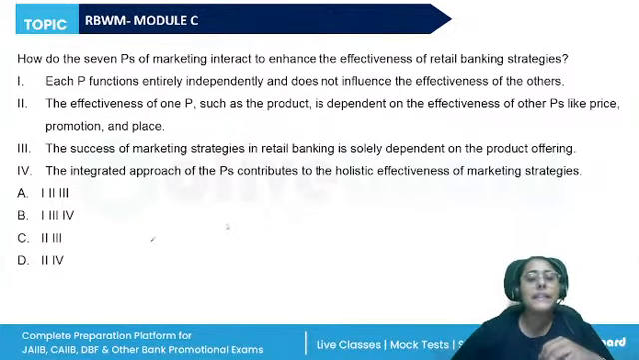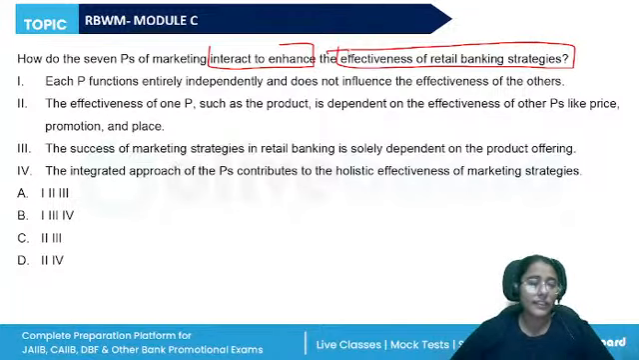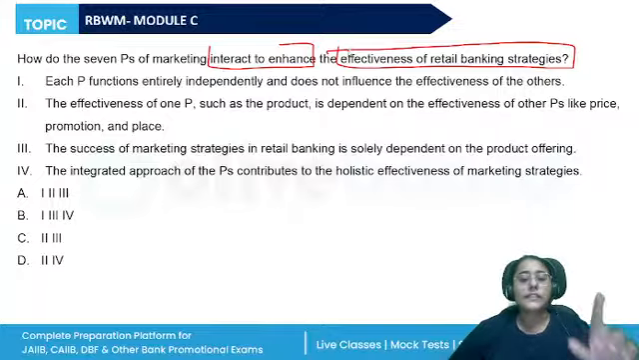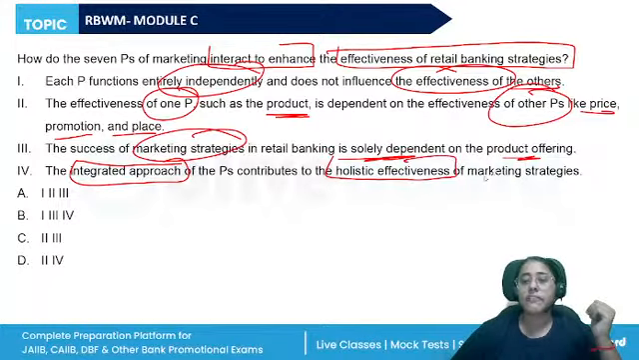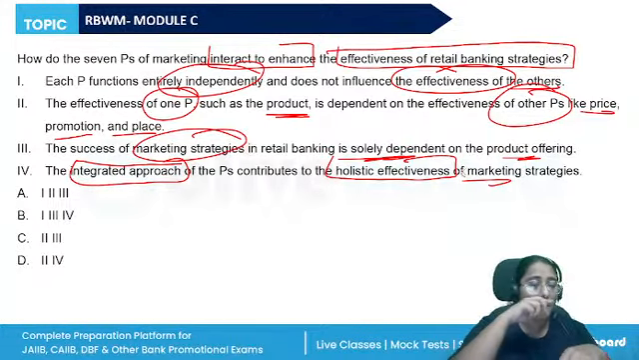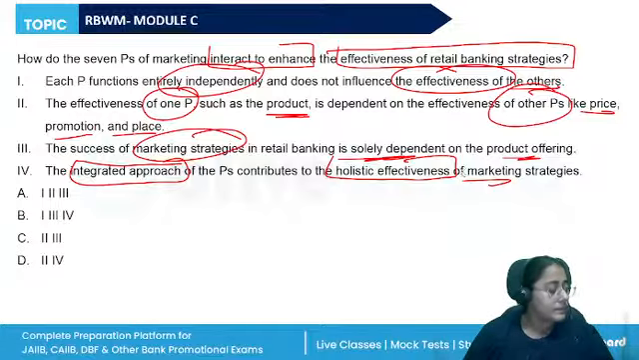How do the seven P's of the marketing mix interact to enhance the effectiveness of retail banking strategies? Go through the statements very carefully. I want you to answer this question. I will wait for your answers. All right? Each P functions entirely holistic effectiveness of marketing strategies. Which of these statements are correct? 1, 2, and 3, 1, 3, and 4, 2 and 3, or 2 and 4? Answer the question.